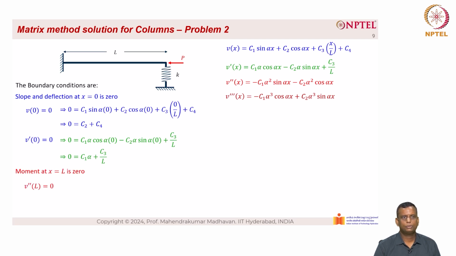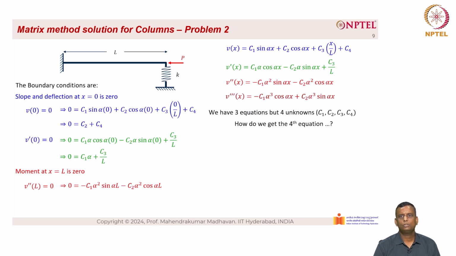Moment at x equal to L is 0. So V double dash of L is equal to 0, which gives the equation 0 equal to minus C1 alpha square sin alpha L minus C2 alpha square cos alpha L. So we have 3 equations, but we have 4 unknowns, C1, C2, C3 and C4. So how do we get the fourth equation? For the fourth boundary condition, we know that the shear V equals minus d by dx of EI into d square V by dx square, minus P into dV by dx.